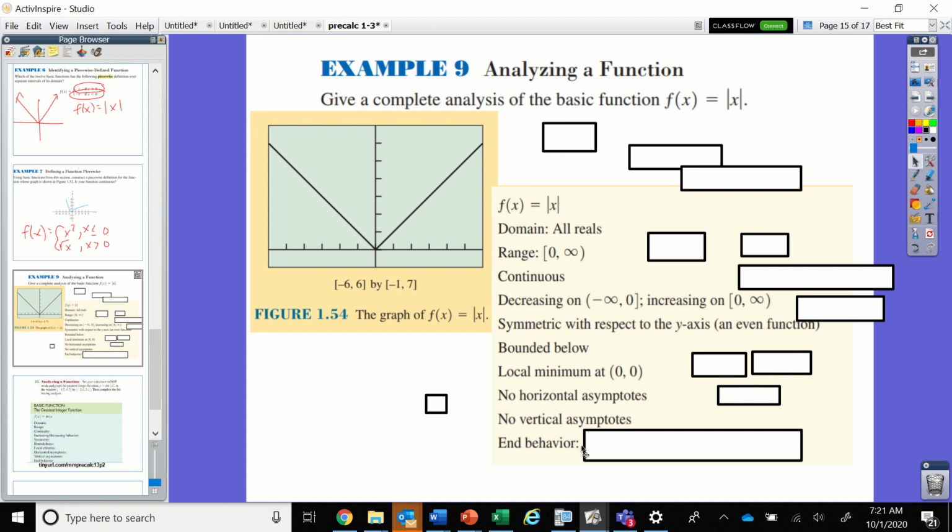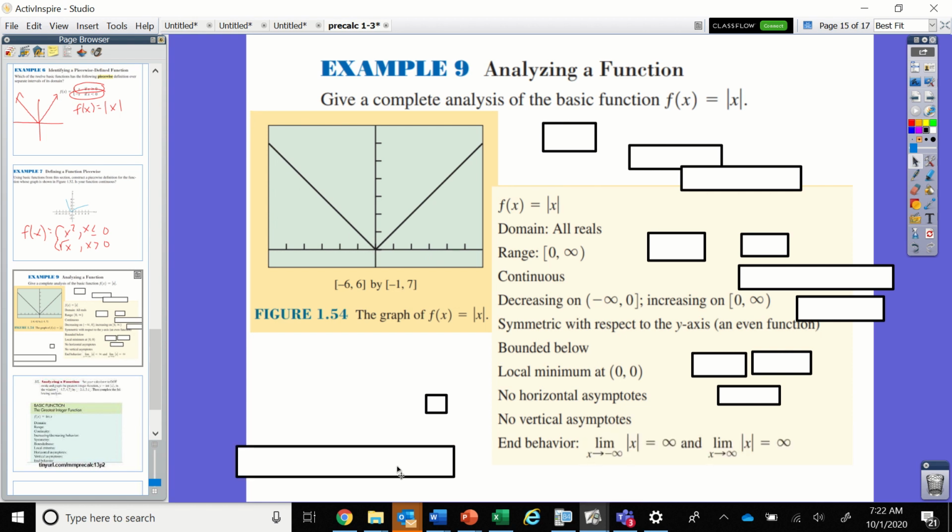And then last but certainly not least, the end behavior. So as I'm approaching positive infinity for my x's, I'm approaching positive infinity for my y's. As I am approaching negative infinity for my x's, I'm approaching positive infinity for my y's. And so that's what we're looking at here: what are you doing when you approach negative infinity? I'm going to positive infinity. What are you doing when you approach positive infinity? You're also going to positive infinity for the y's. All right, so that's going to wrap it up for 1.2.